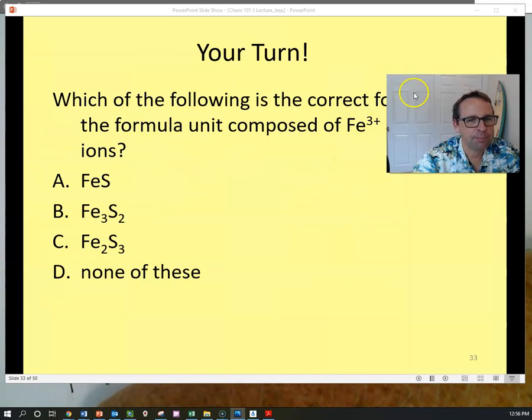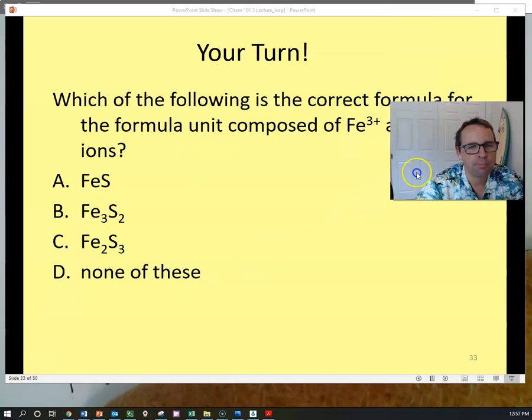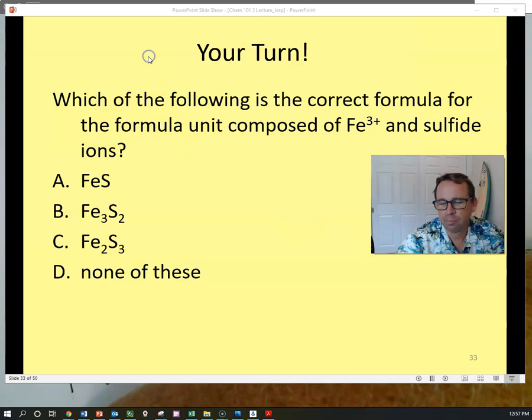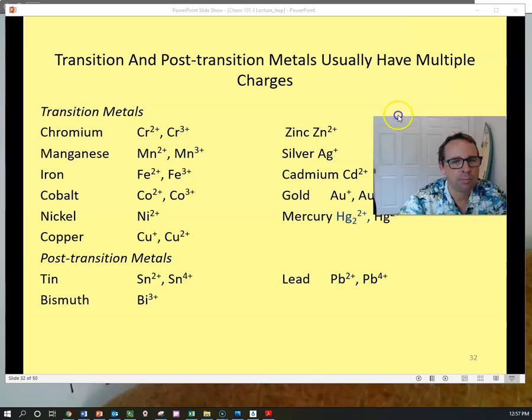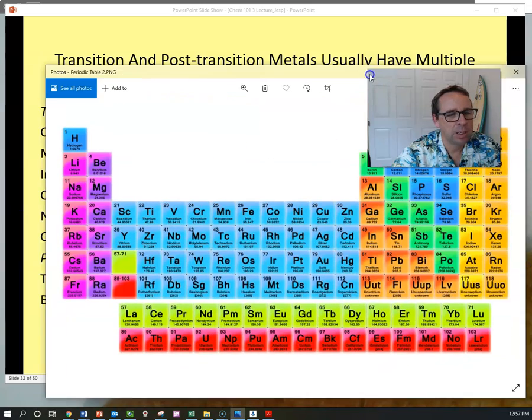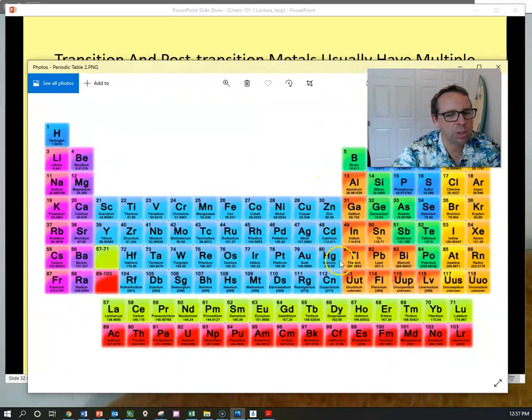Okay, very good. Do you have a question? So the transition metals are, can you point on the periodic table again? Yeah, these blue ones right here are our transition metals. Okay, and then the post is the orange. The little orange triangle right to the right of them, yeah. Okay.